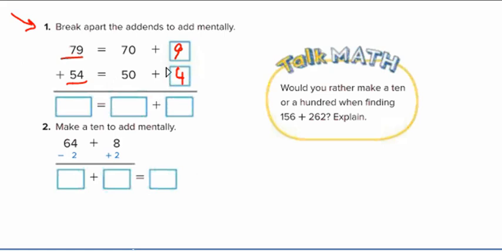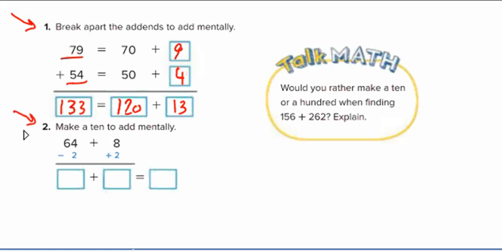Now you can add the ones. 9 plus 4 is what? Yes, equals 13. 70 plus 50 equals what? Yes, equals 120. Now 120 plus 13 is, yes, 133.